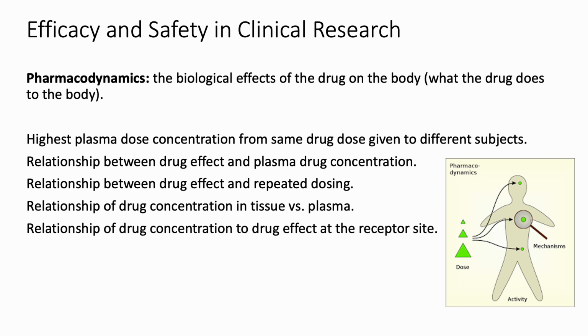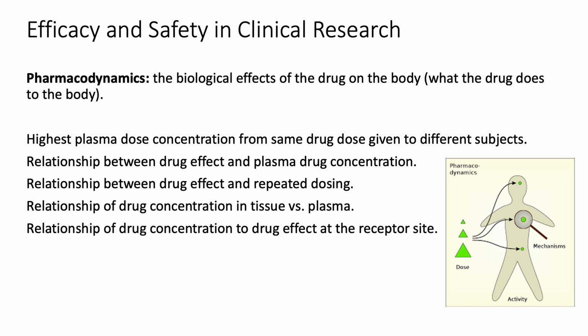So here, when we talk about pharmacodynamics, we talk about the highest plasma concentration from the same drug dose given to different subjects. We are looking into the amount of the drug available in the blood of patients. We talk about the relationship between drug effects and plasma drug concentration, because you may have a higher level of the drug in the blood, and then we may see some therapeutic effect. And then we may see less and less therapeutic effect.